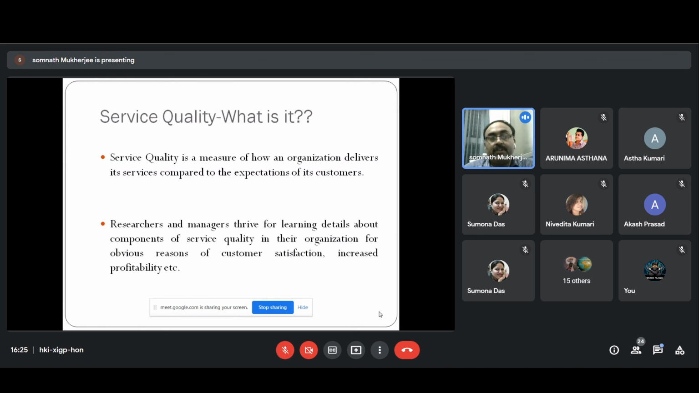Researchers and managers strive for learning details about components of service quality. I already said that to you because it's a composite. Let me give you one more small example of a composite. If you make an assessment of this STTP, will it be on the basis of just the fees? No. It will be on the basis of fees. It will be on the basis of maybe the content that was shared with you. It may be on the basis of what you perceived in terms of what you learned. So it's a composite of these three I stated, plus a lot of other things.